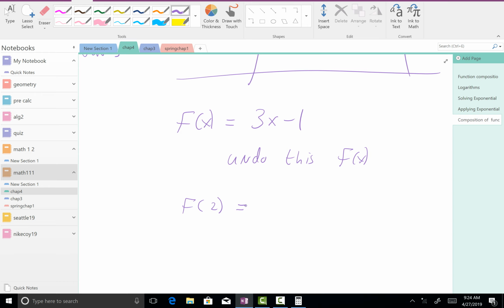So what would we do first to this x? We put it in here, and then what would we do? Times it by 3. Okay, so I'm going to write this down. We'd multiply it by 3. And then what would we do with that result? Subtract 1.